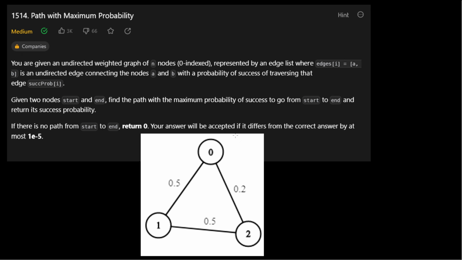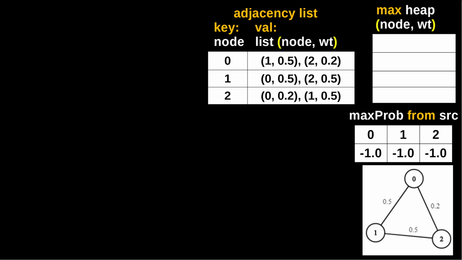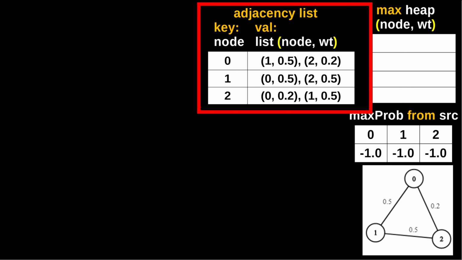Under these circumstances, we can deploy Dijkstra's algorithm. Okay, let's set this up. We will need several data structures. First, we need an adjacency list. That would be in terms of a dictionary or hash map. The key would be the node, and the value would be a list of tuples. The tuple will comprise the node and also the probability of traversing from the node to the neighbor.